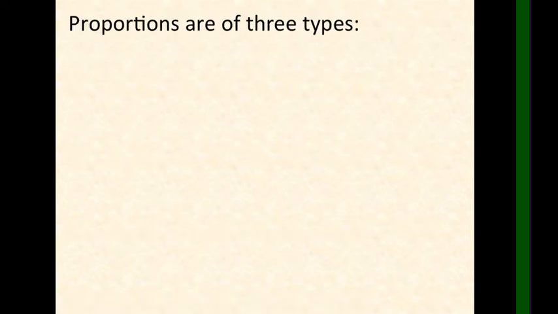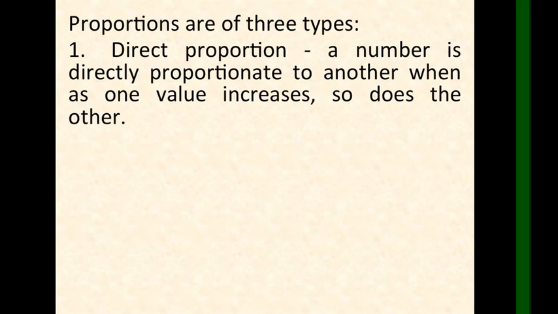Now, there are three types of proportion. The first one is the direct proportion. A number is directly proportionate to another when as one value increases, so does the other. So kapag ang x ay tumataas, tumataas din ang y. So that is a direct proportion.